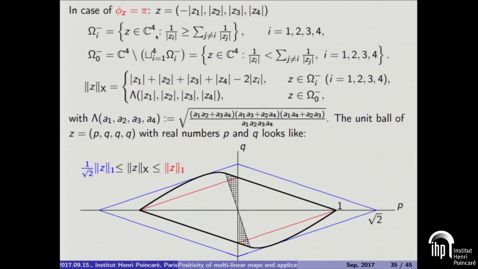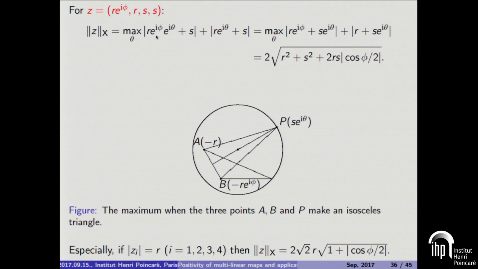Okay, in this case, for example, the entries are partitioned into two entries with the same magnitude. Then it's very easy to compute the norm. For example, we have two numbers here at the same distance from the origin. Then the norm is nothing but the maximum of these two lengths.